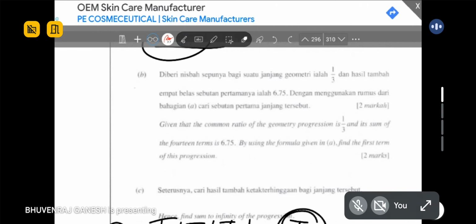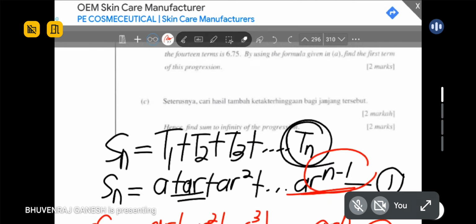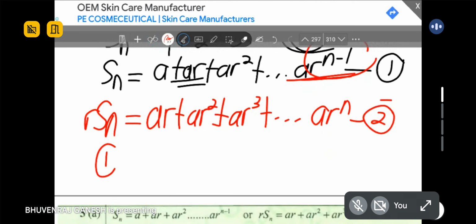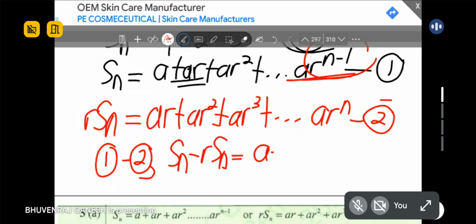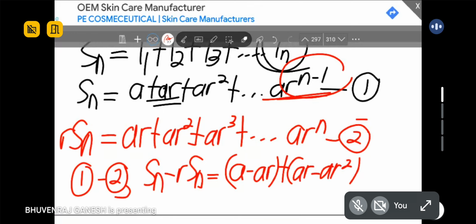So how to prove this formula, guys? Macam mana buktikan yang ni? You just use simultaneous concept. So you see 1 minus R, right? So you take equation 1 minus equation 2. 1 tolak 2. So you have Sn minus Rsn equal to A minus AR plus AR minus AR square. Can you see, guys, the concept? Nampak tak? Can you all see it? I'm just doing simultaneous equation. Kaedah penghapusan saja, guys. Elimination method.